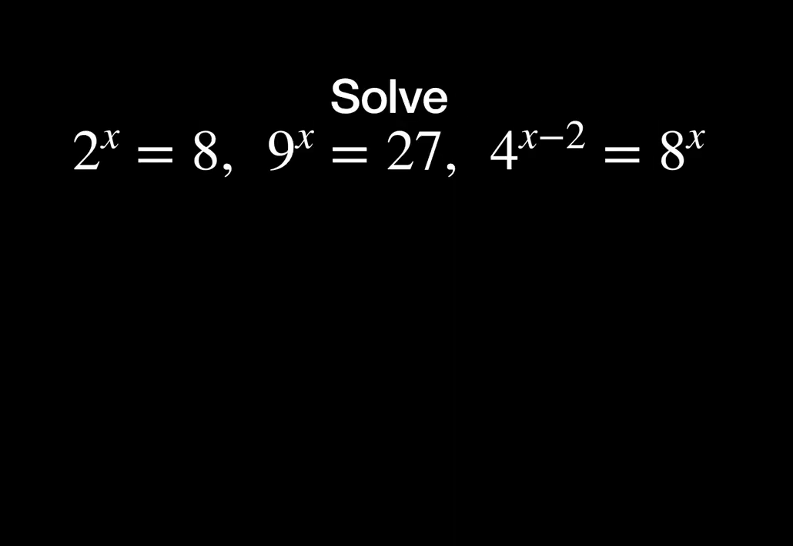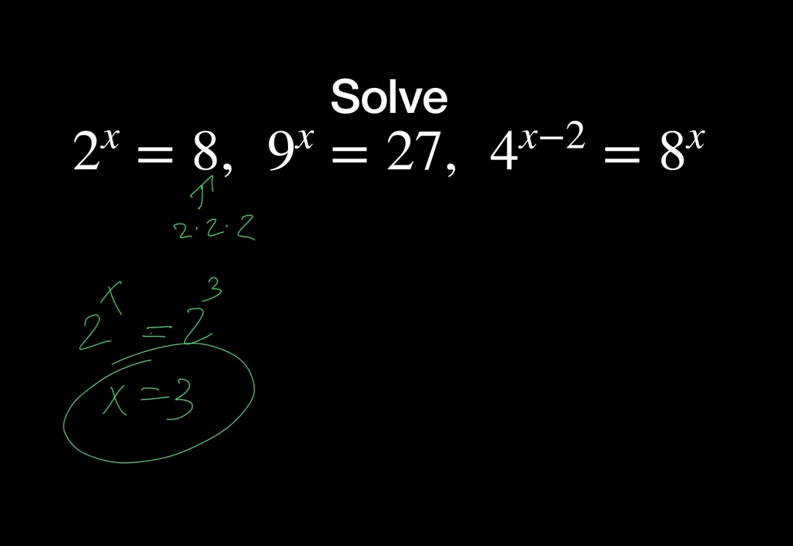To solve exponential equations, these are going to be some of the more common ones we're going to be looking at. If I look at 8, I recall that 8 can be rewritten as a number to a power. 8 is equal to 2 times 2 times 2, which is 2 to the third. So if I have 2 to the x equals 2 to the third, x equals 3. When we come back to class on Thursday, we're going to look at how we do these when they're not these typical numbers.